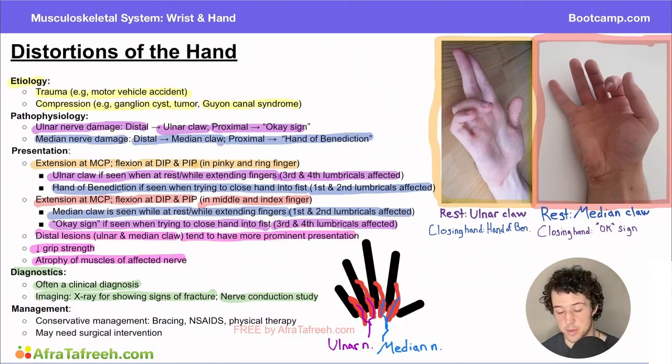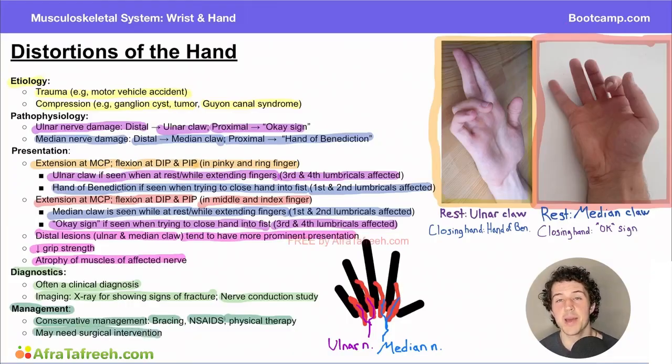And finally, let's talk about management of these distortions. So as usual, we will start with conservative management, where we can brace the hand, give NSAIDs for pain relief, and very importantly, physical therapy in order to strengthen and restore that balance to the hand. But of course, we may need surgical intervention if the patient's symptoms are refractory to treatment.